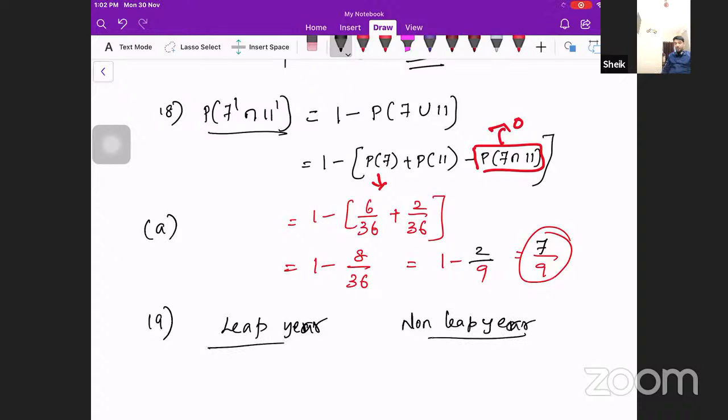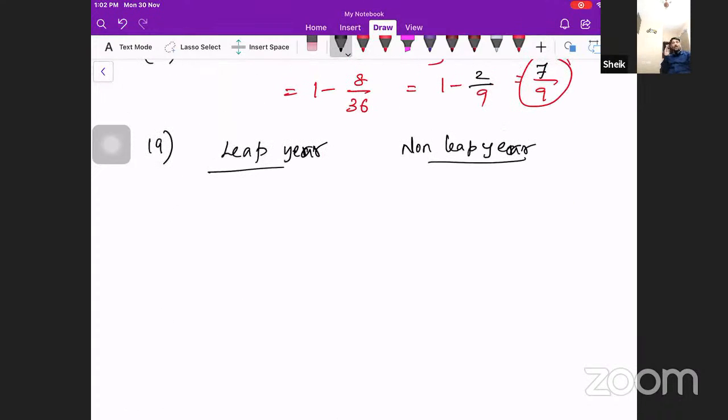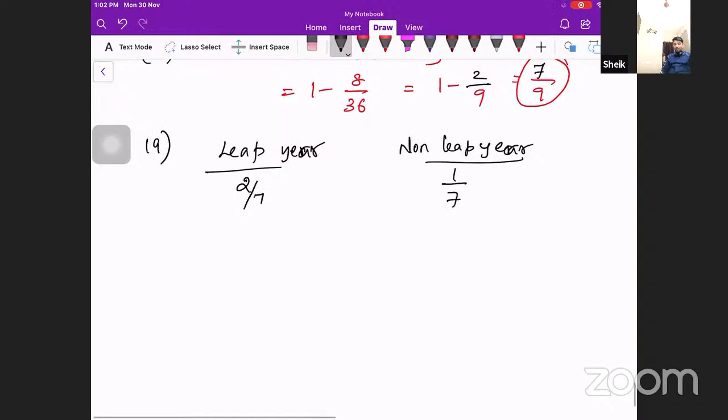Okay. Leap year and non-leap year. Listen here, my dear. Every year will have 52 Sundays, 52 Mondays, 52 Tuesdays. Every year will have all the 7 days for 52 times. If it is a non-leap year, for getting a 53rd Sunday or 53rd Tuesday, directly you can write it as 1 by 7. For non-leap year, our answer is 1 by 7. And for leap year, 2 by 7.